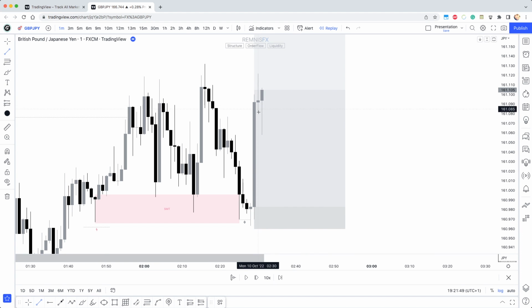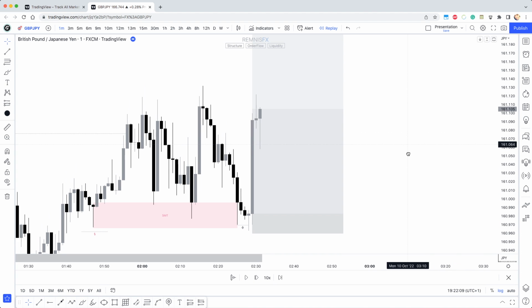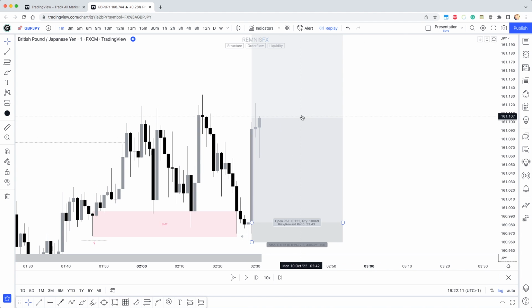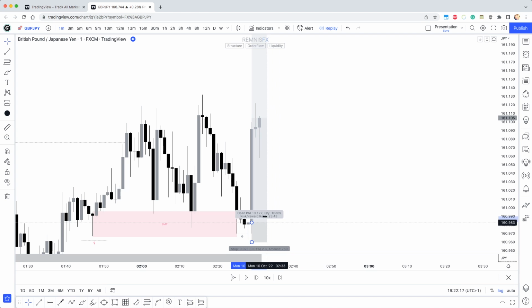Where's my mouse? There. Okay. So the liquidity of the previous candle got taken out by this wick, and look how the candle ended, right? So that's why it's important to not only analyze and plan, but also to follow live price action, because this is for me another opportunity.